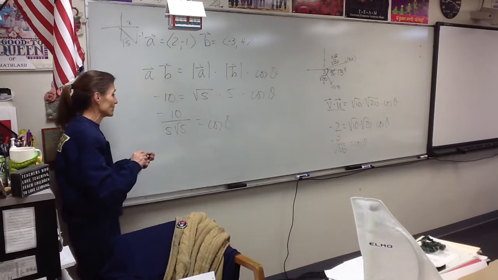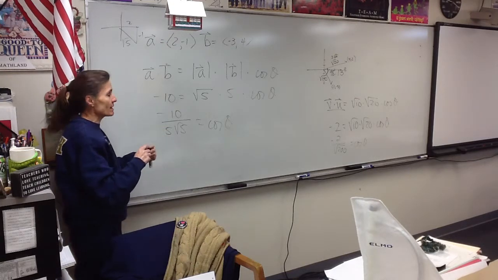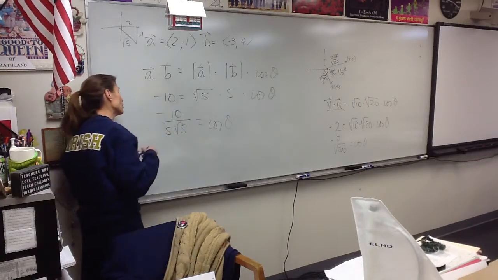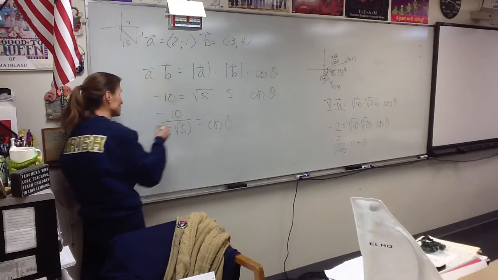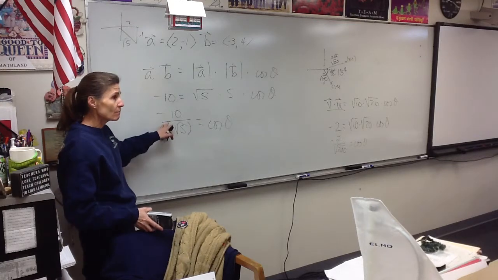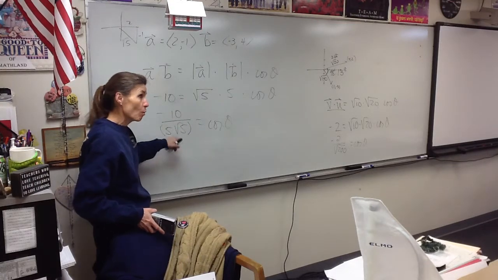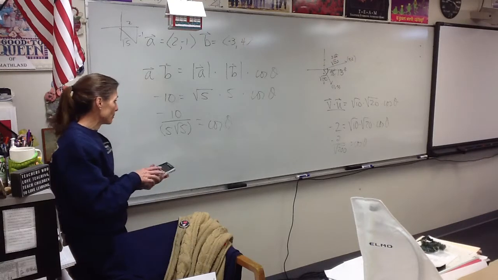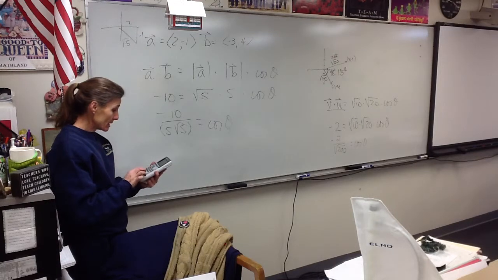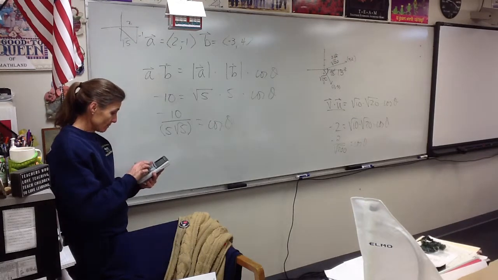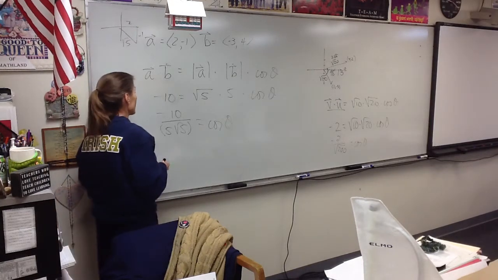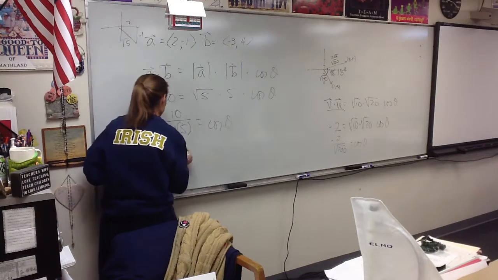Now I want to caution you. If you're going to type this in, and it's fine, certainly that does reduce, but you can type that in. There's no problem with that. Make sure that you have your denominator in parentheses. Anytime you put something into your calculator as a fraction and the denominator has more than one piece, make sure it's in parentheses. So here we go, second cosine, negative 10 divided by 5 root 5. I got 153 degrees, is that what you got?